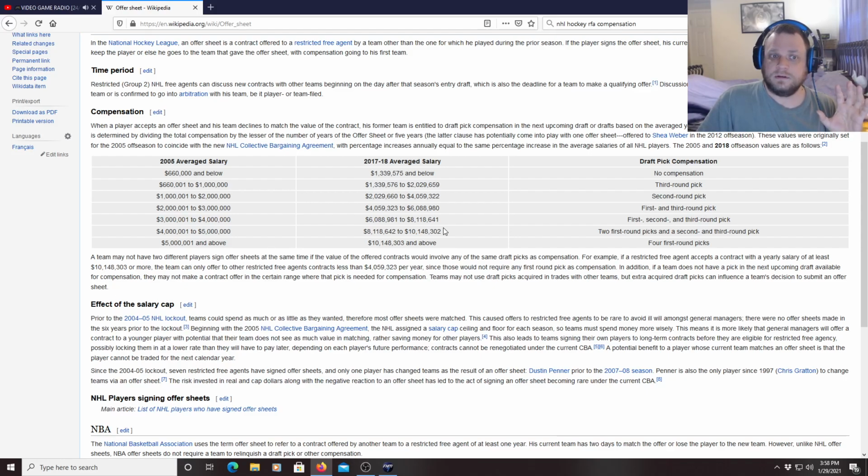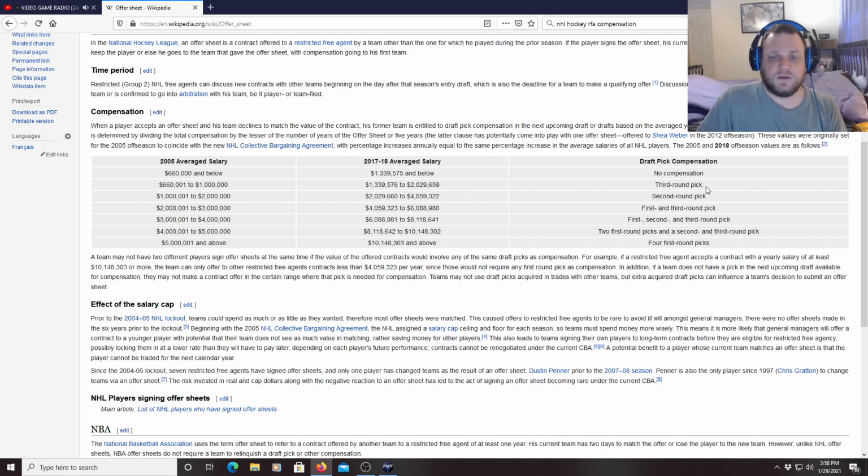So yeah, your player has to agree to sign that contract, and then you're left in the position of either matching or letting him go. Now, if the offer is between those numbers here, then you get a third round pick.